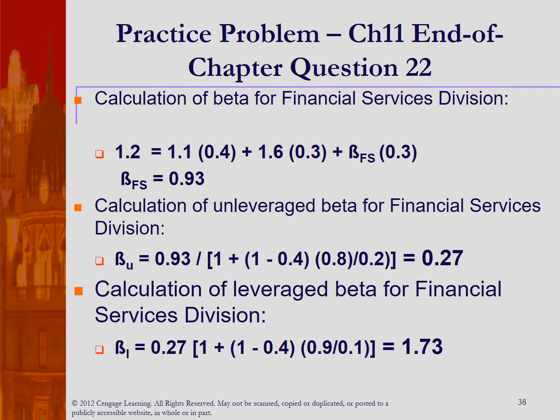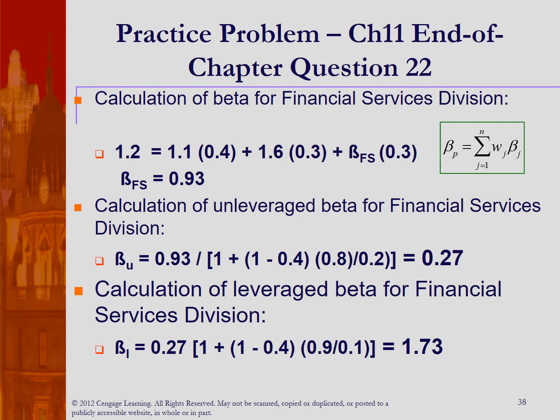However, we don't have beta information for the financial services division. We do have API's beta. A firm consists of n different divisions. Its beta can be viewed as the beta of a portfolio of n assets, which is simply the weighted average of individual asset betas. That is, a firm's beta is the weighted average of individual division betas.